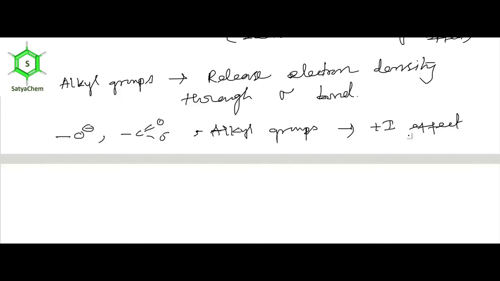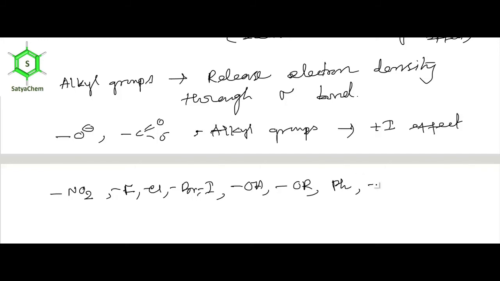Okay. So likewise, NO2 group, any halogen like fluorine, chlorine, bromine, iodine, hydroxyl group, ether group, phenyl group, those are all actually minus I groups, having electron withdrawing effect through sigma bond. They withdraw electron density through sigma bond.